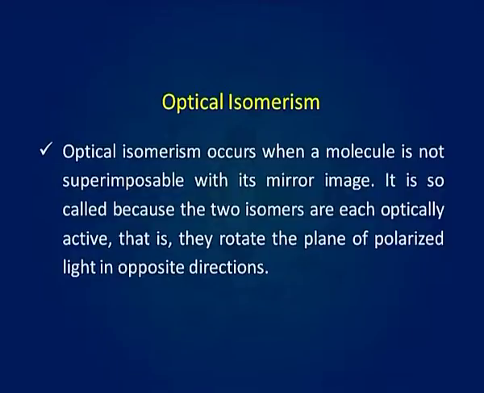Optical isomerism occurs when a molecule is not superimposable with its mirror image. It is so called because the two isomers are each optically active. That is, they rotate the plane of polarized light in opposite directions. Optical isomers interact with polarized light in different ways. Separate equimolar solutions of each rotate a plane of polarized light by equal amounts but in opposite directions.